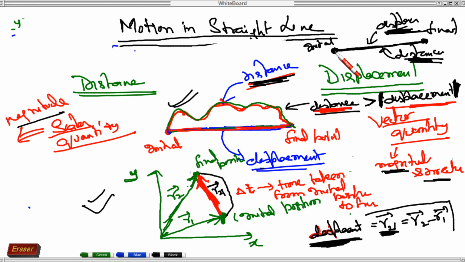But in this scenario, where the car started from the initial point and ended here, it moved in a straight line. So here the magnitude of displacement, I am putting the modulus here, is equal to the distance. So this is what distance and displacement are.